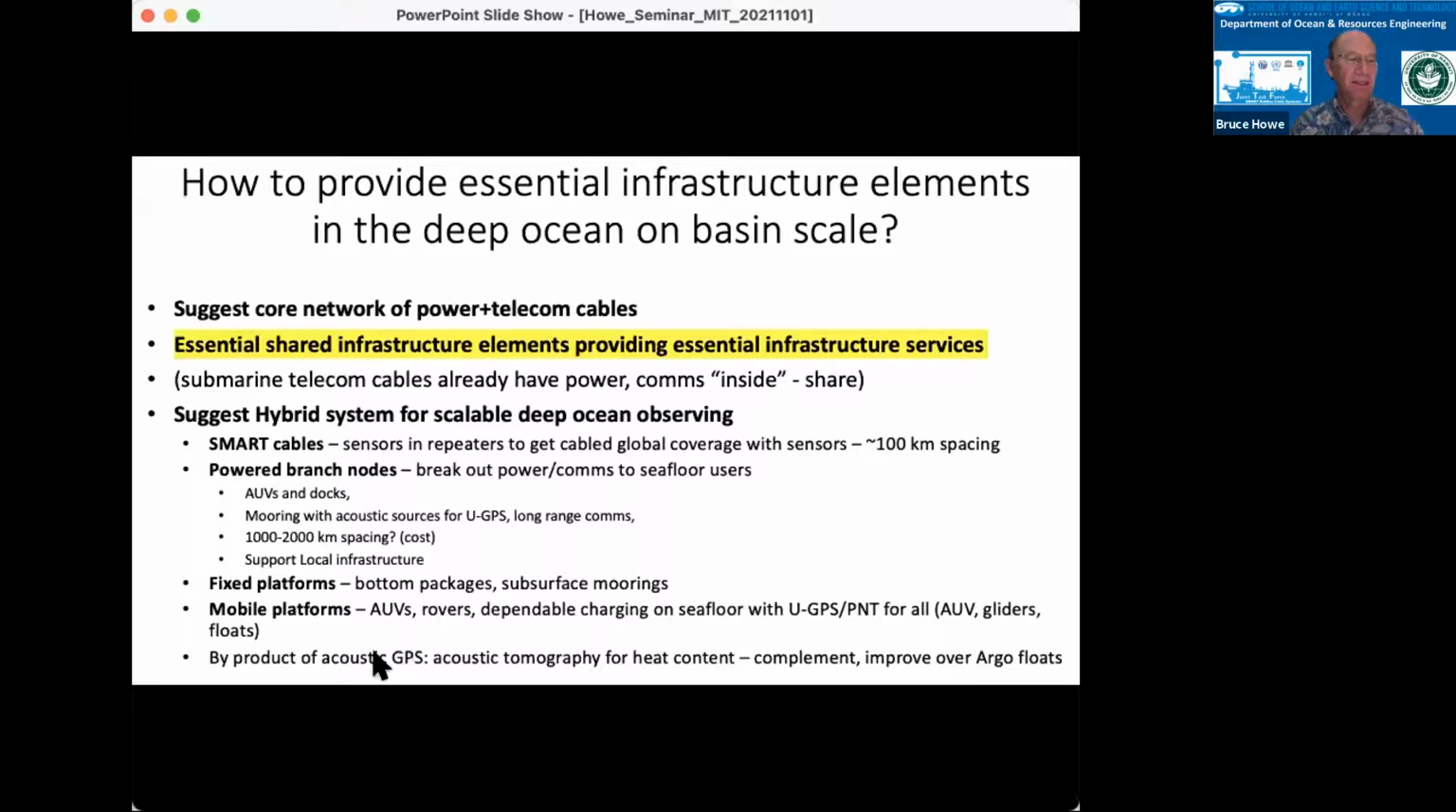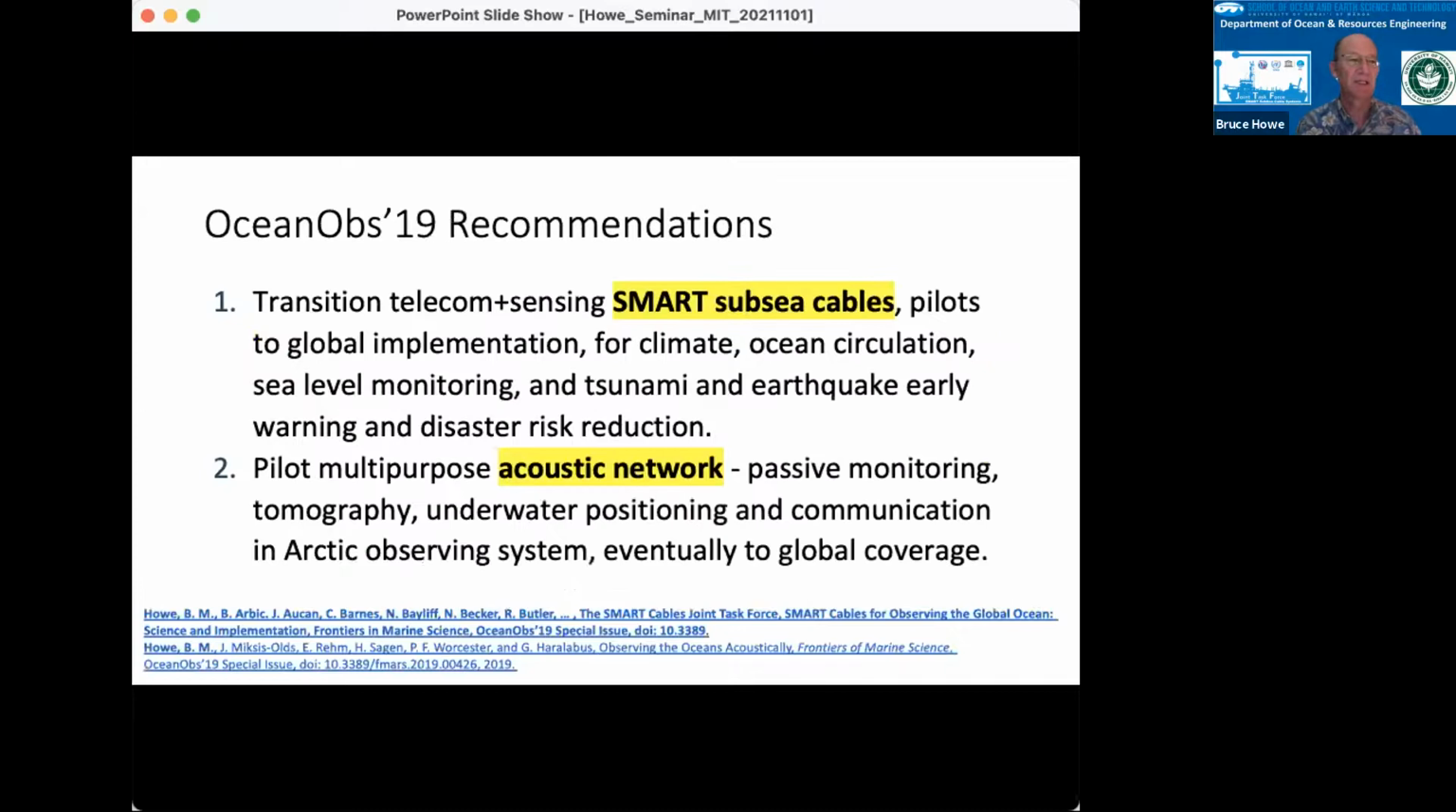And again, influenced by my background, a product of acoustic GPS underwater would be acoustic tomography for heat content. So if you can do underwater navigation, you're effectively doing tomography to measure the ocean heat content by measuring travel time between sources and receivers. And this would complement and absolutely improve large-scale ocean heat content measurements over, for instance, Argo floats.